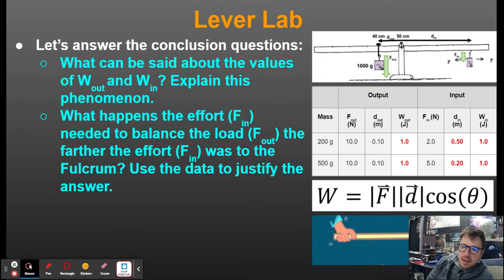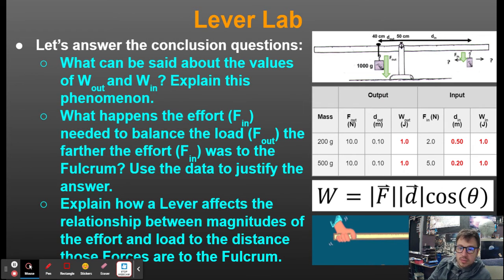So what happens to the effort needed to balance the load the farther the effort was from the fulcrum? Use the data to justify your answer. So notice that at 20 centimeters, to balance out those 10 newtons at 10 centimeters, it only had to be 20 centimeters away. Now at 50 centimeters, it was 2 newtons. So the farther you get away from the fulcrum, the less and less force you need to apply. It's just farther away from that fulcrum.